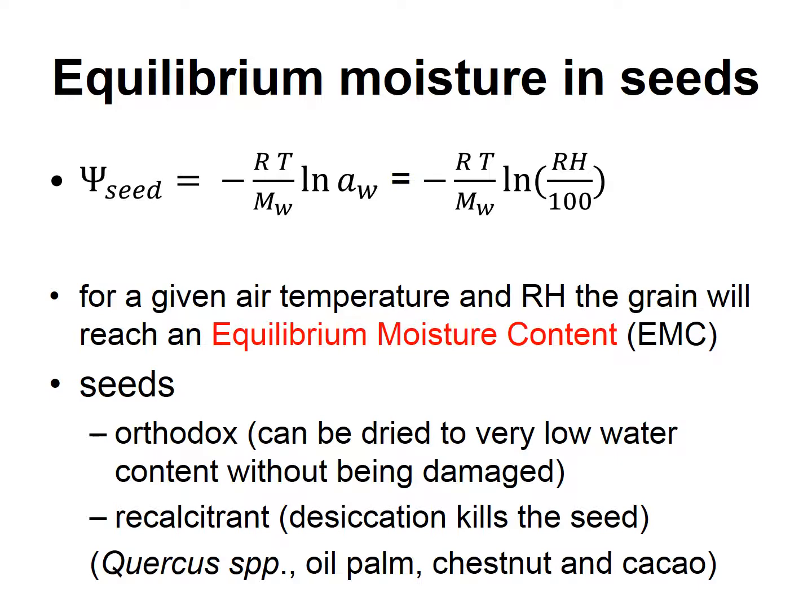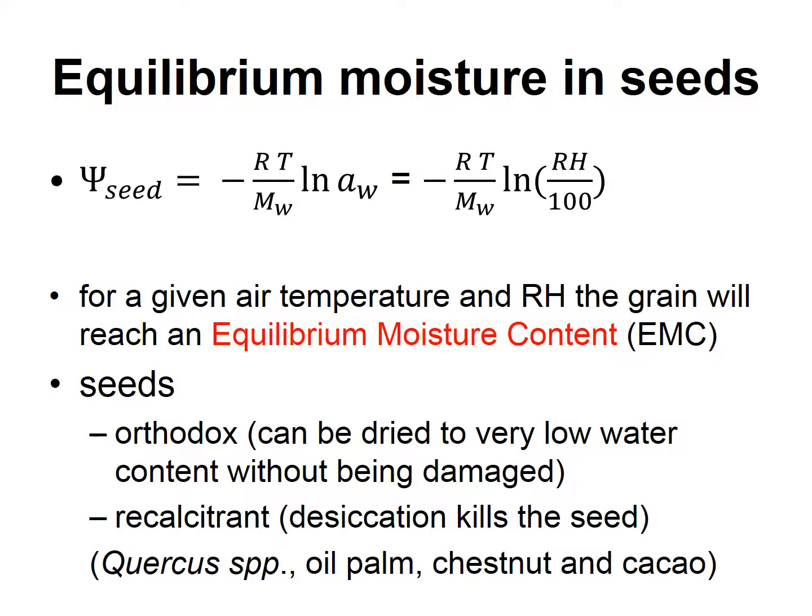The water potential in the seed can be calculated according to the conditions outside using this formula, where R is the gas constant, T is temperature, MW is the molar mass of water, and RH is the relative humidity. So for a given air temperature and relative humidity, the grain will reach a given potential, and that implies a given equilibrium moisture content. This is important because it will determine if the seed dries or not.